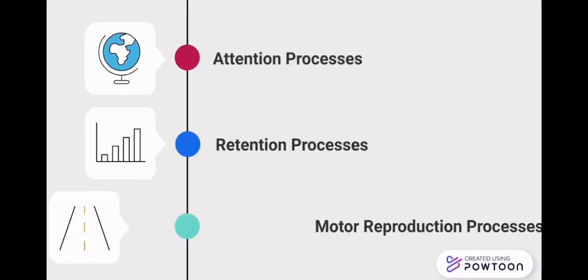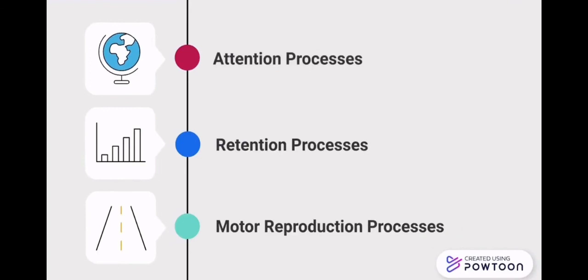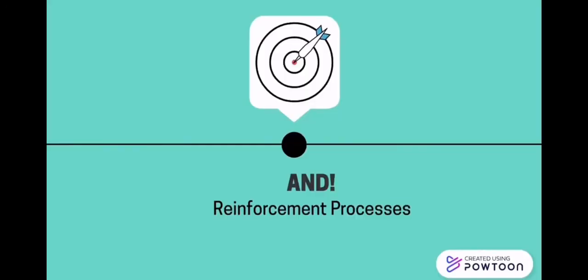Next, motor reproduction processes. After observing a model's behavior, the watching is converted to doing. And lastly, reinforcement processes. An individual is motivated to exhibit the model's behavior if positive incentives or rewards are provided.